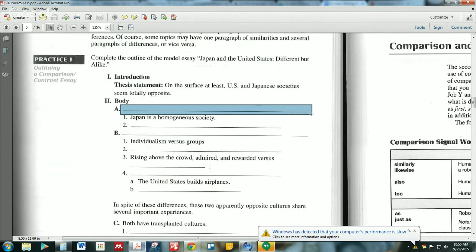In paragraph 3, or B, right here in our outline, the first part is individualism. The second part is a contrast. "People in the United States admire and reward a person who rises above the crowd." In contrast, so they're contrasting within one sentence. So rising above the crowd, admired and rewarded, is the US versus Japan, where it is not admired. It's the opposite.